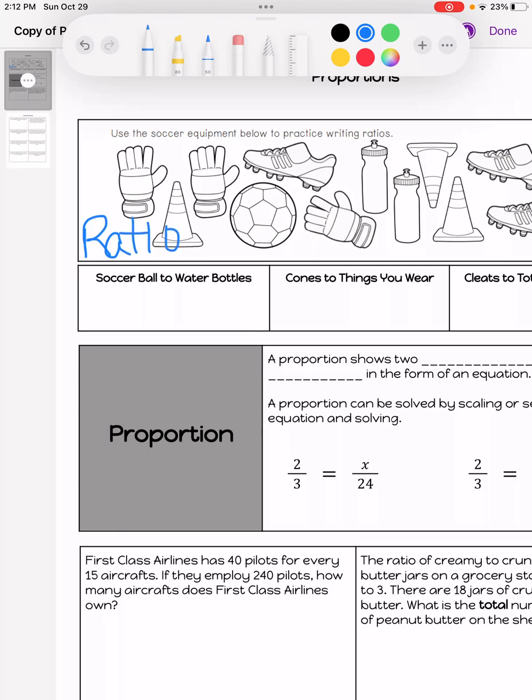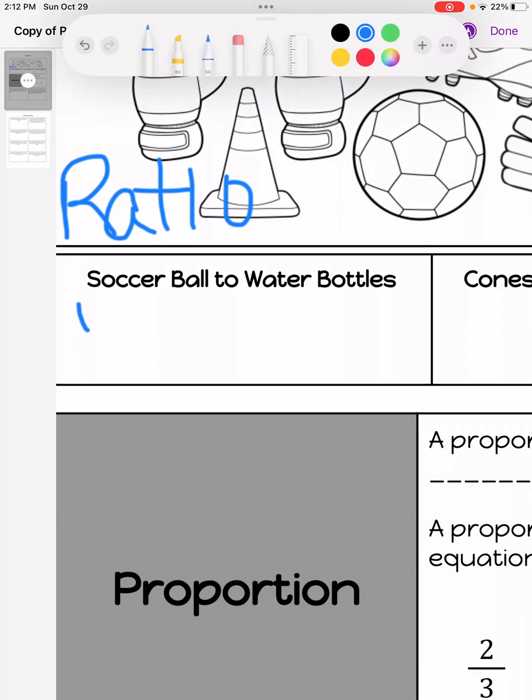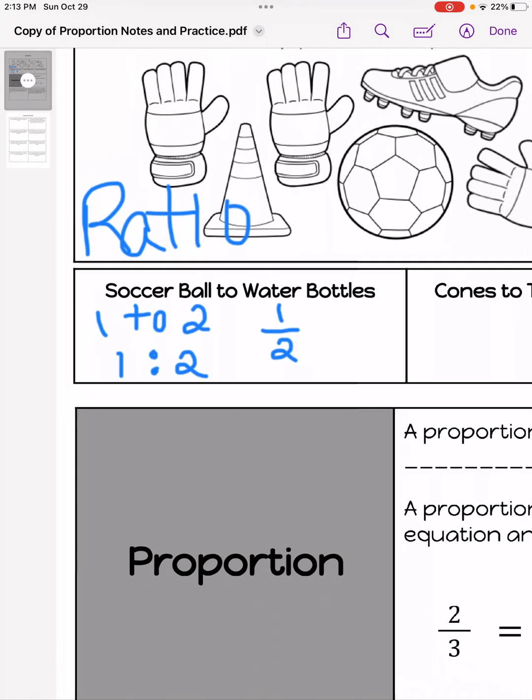The first one wants us to write a ratio of soccer balls to water bottles. So count, how many soccer balls do we have? We have one. I'm going to make this a little bit bigger so I can write. And then we have 2 water bottles. So one way we could write the ratio is 1 to 2. Sometimes you also see it with the little colon. So 1 soccer ball to 2 water bottles. You can also see it as a fraction, which is primarily how we're going to be looking at our ratio. So all of those are different ways to write that ratio for soccer ball to water bottles.